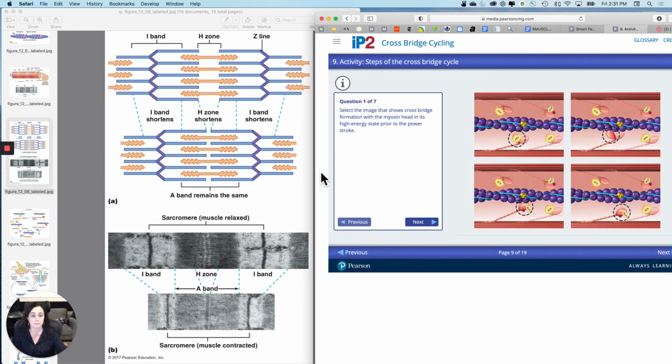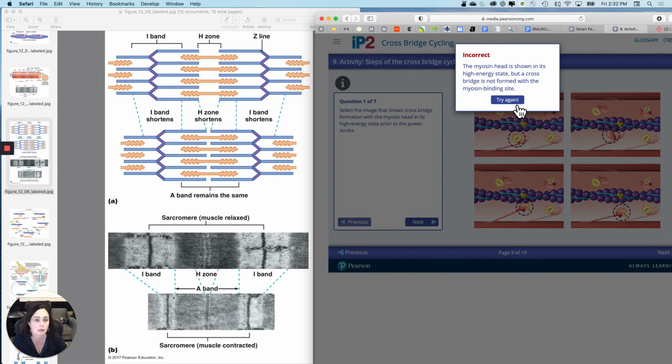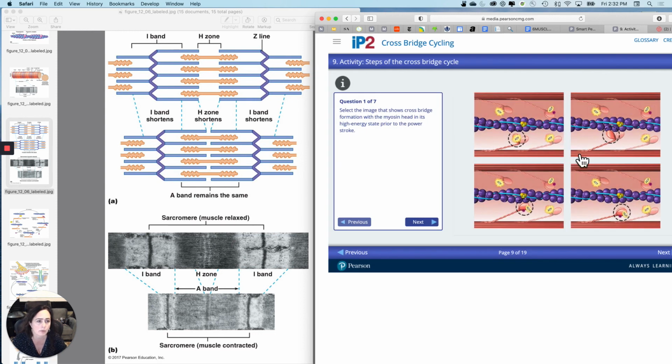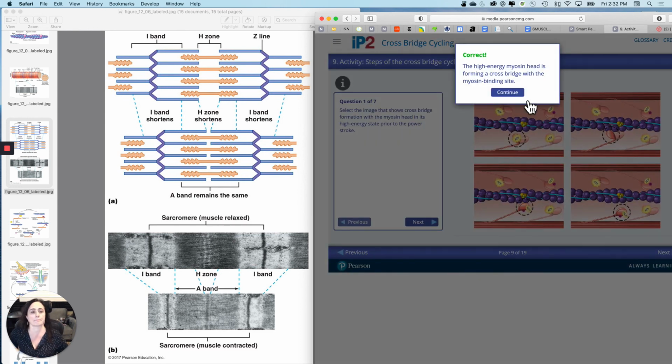So if you look at this one, question 1 of 7, select the image that shows crossbridge formation with the myosin head in its high energy state prior to the power stroke. So we need to have myosin with ADP and phosphate bound. So I'm thinking of that one. Oh, I got it wrong. Shown as crossbridge. Oh, it's not formed a crossbridge yet. Prior to the power stroke. So I love this animation, this process, because it will actually redirect you. I'm not quite sure what it's asking here. Right before the power stroke. Okay, got it. Just misunderstood the question.